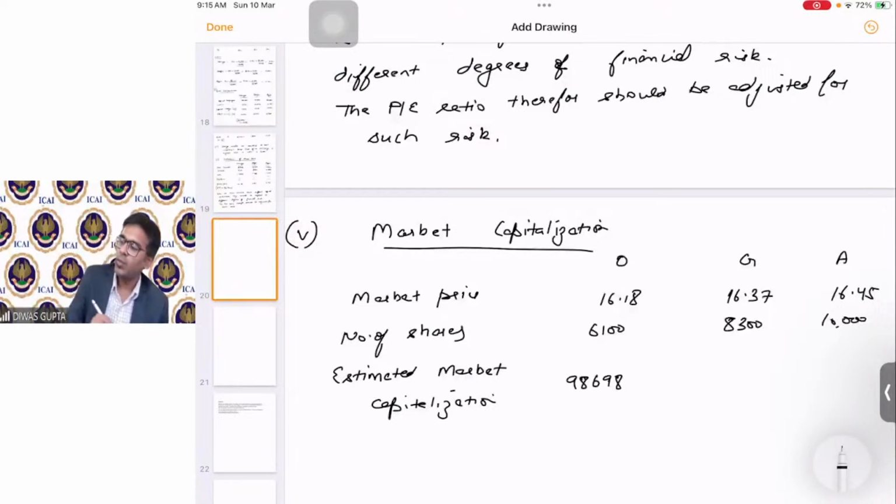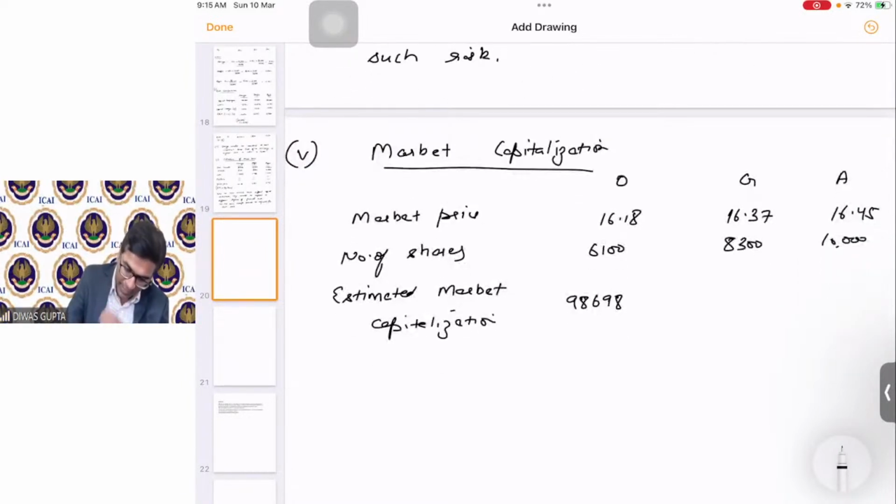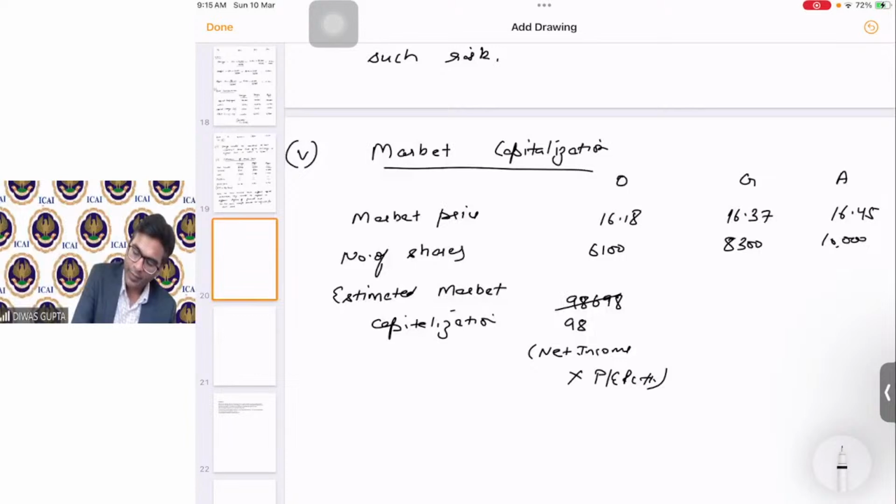Even, students, what we can do is just multiply the net income. What is 8970 multiplied by 11? Correct. So the other way to do it is to take the net income multiplied by the PE ratio. So let's do that, so as to avoid any rounding error. 11 into 8970 is 98,670.